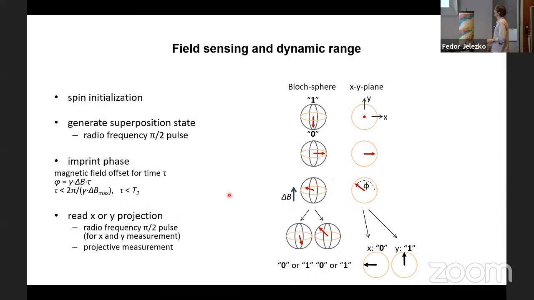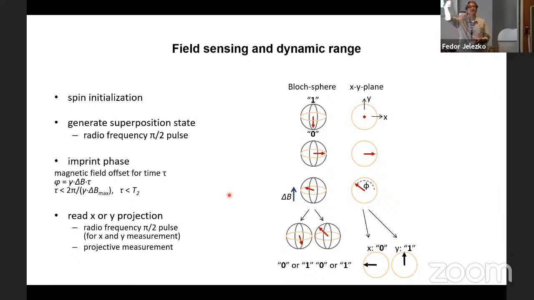All right, maybe last point on the fundamentals I would like to discuss today in terms of sensing is the dynamic range. So we have discussed the scaling of sensitivity, and we always wanted to measure with best sensitivity possible. But often in a scenario where you get the best sensitivity, you're also very limited in the dynamic range. So you can measure very tiny field change, but if your field jumps by a given amount, you might lose the track on the field.